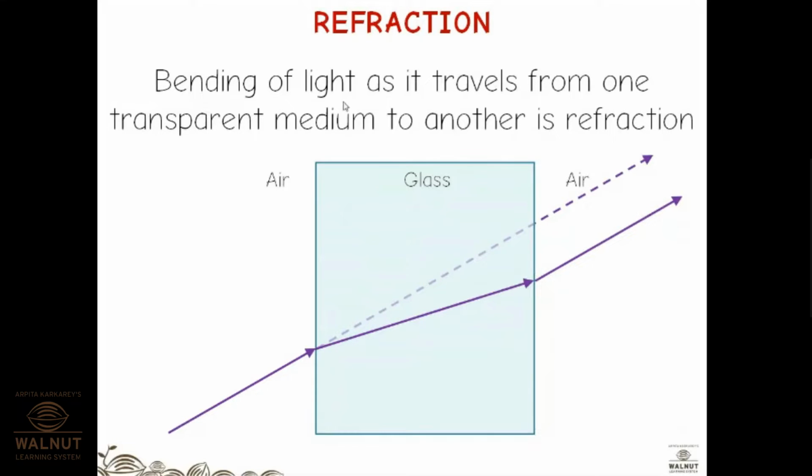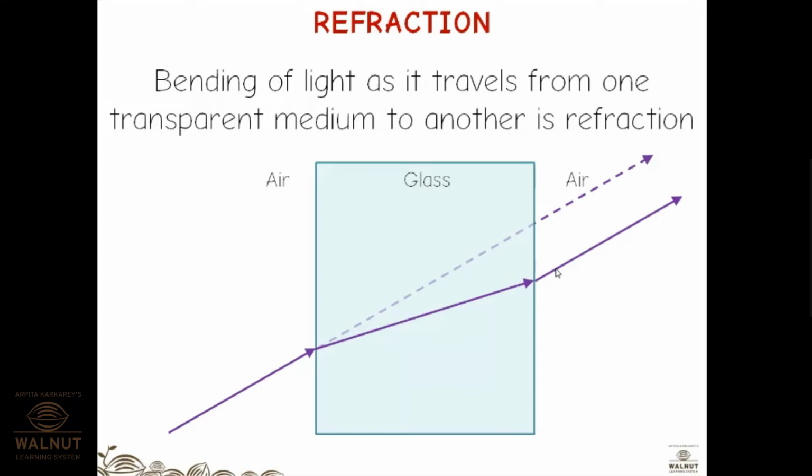So this bending of light as it travels from one transparent medium to another is called refraction. Understood what refraction is, everyone? Whenever the light travels from one transparent medium to another, and at that time the light bends a little bit, that is called refraction.